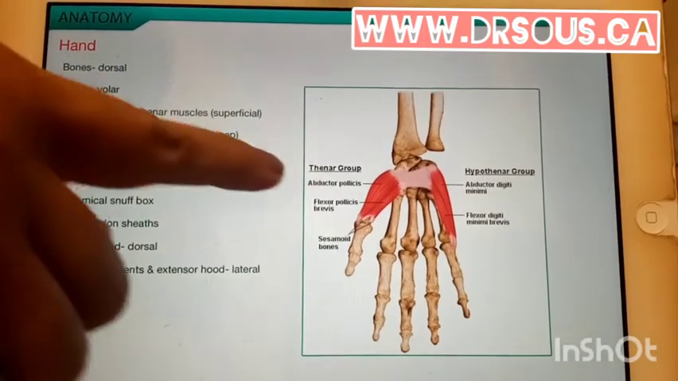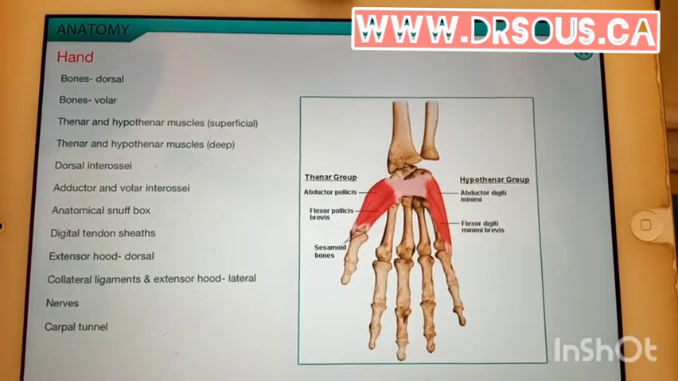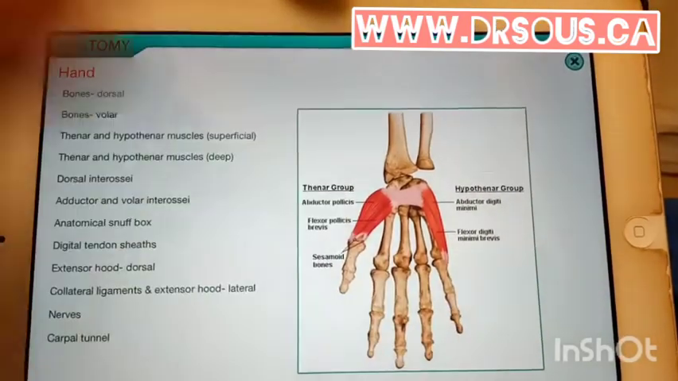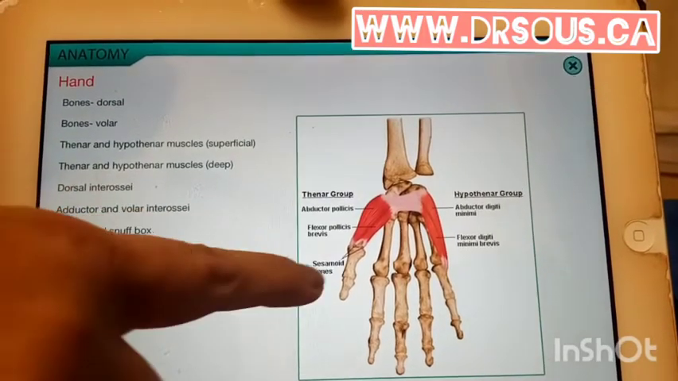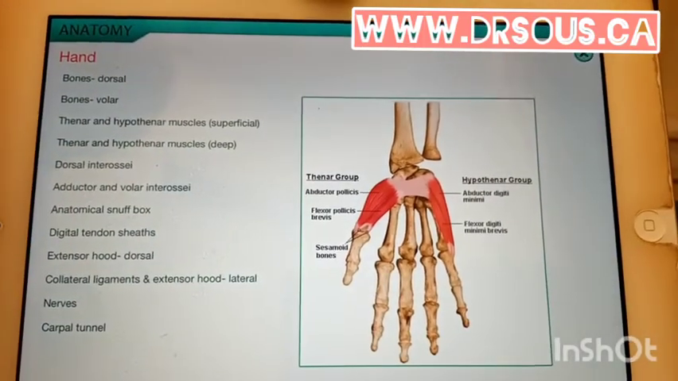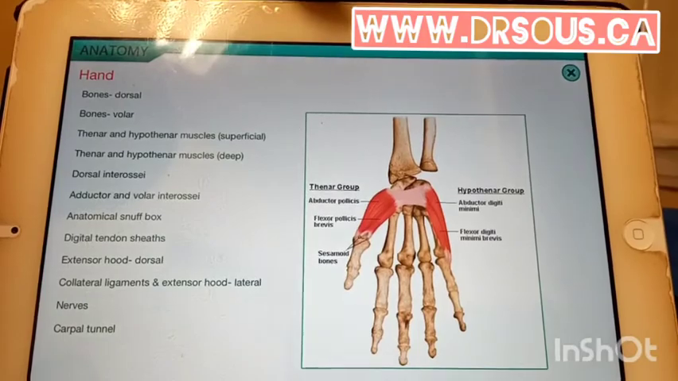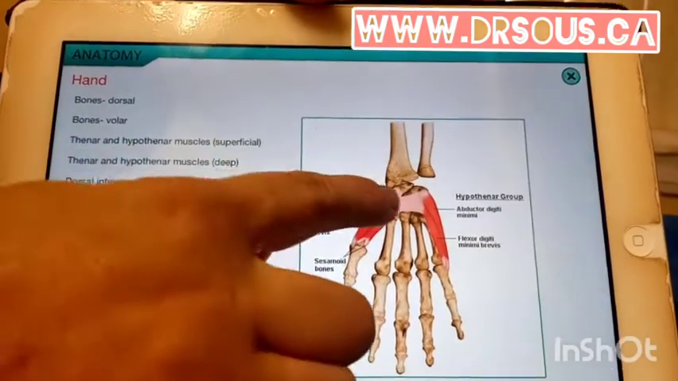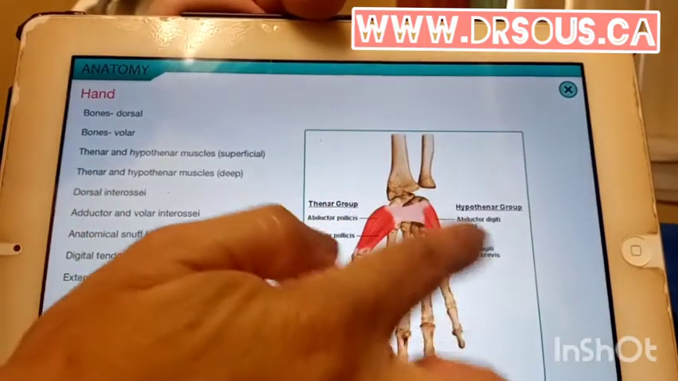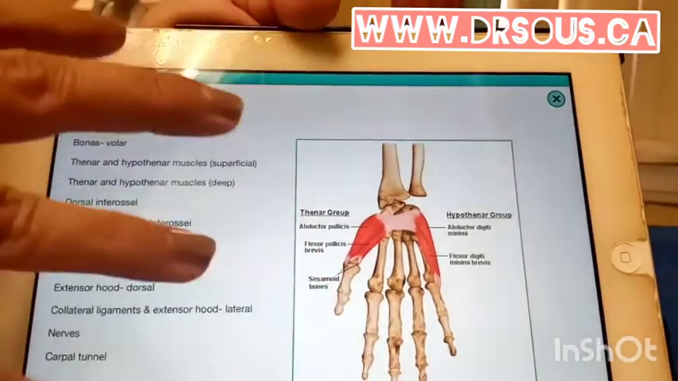And here we can see the abductor, talking about the thumb. So abductor, remember, is spread as well. So abductor for this one, abductor for this one, and flexors as well for this one. Brevis, why? Because it's coming until here, not to here. So this is this layer of the muscles. Thenar and hypothenar, why? Because this area of the hand is called thenar, and this part of the hand is called hypothenar.